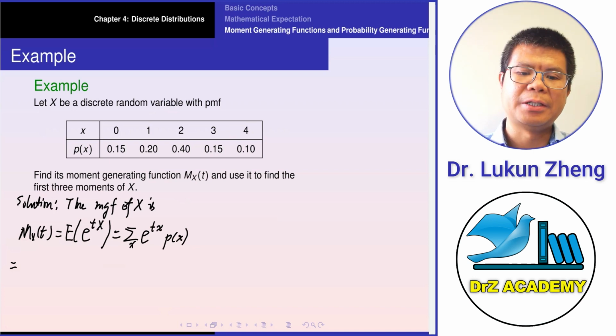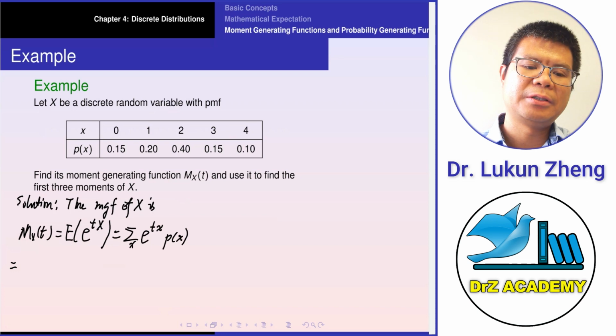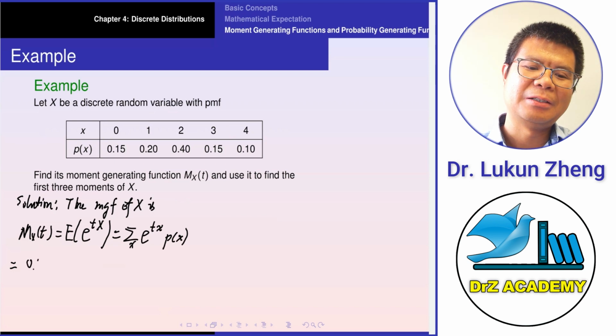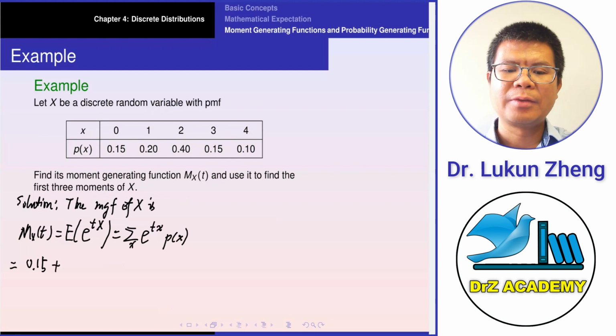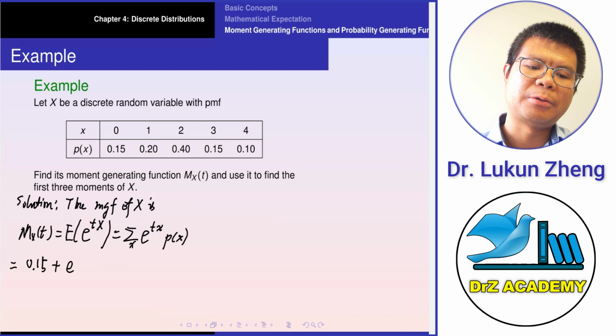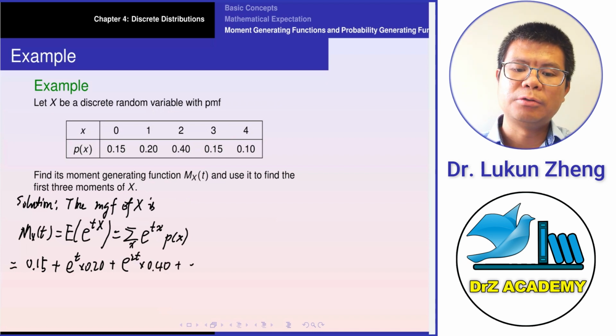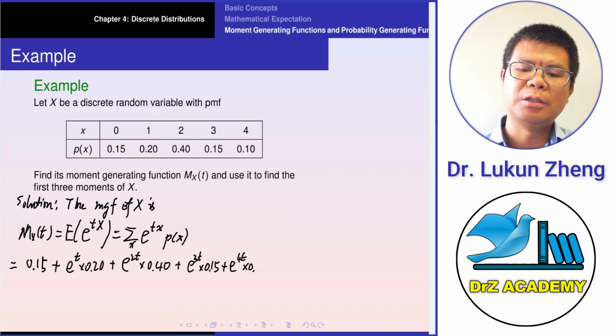Remember when x is 0, e to the power 0t is just 1, so that is 1 times 0.15. Plus when x is 1, e to the power t times 0.20, and e to the power 2t times 0.40, plus e to the power 3t times 0.15 and e to the power 4t times 0.10.